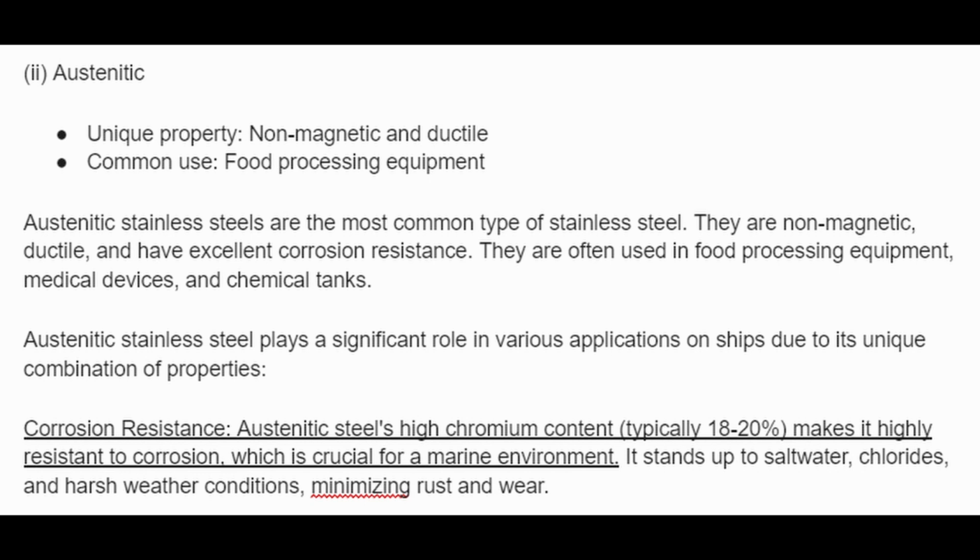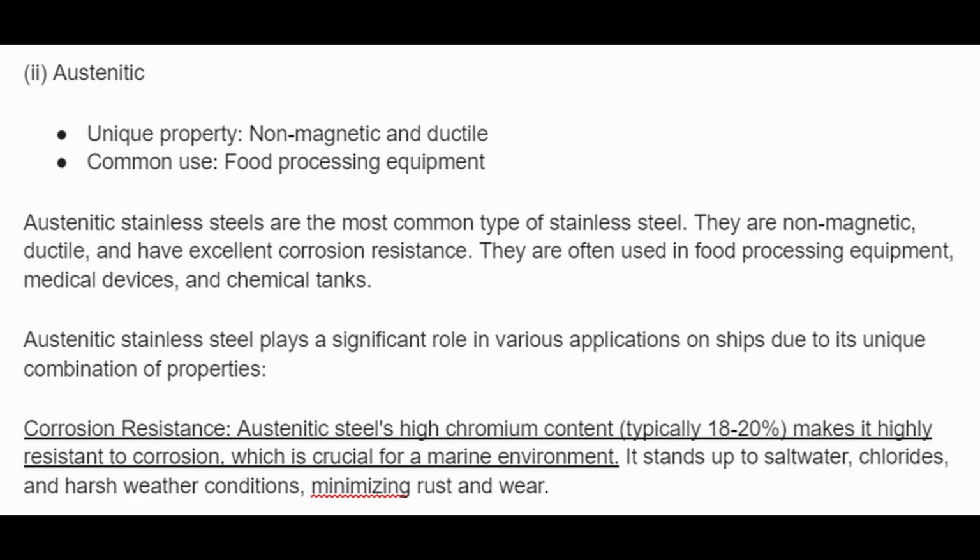Austenitic stainless steels are the most common type of stainless steel. They are non-magnetic, ductile, and have excellent corrosion resistance. They're often used in food processing equipment, medical devices, and chemical tanks. Austenitic stainless steel plays a significant role in various applications on ships due to its unique combination of properties.